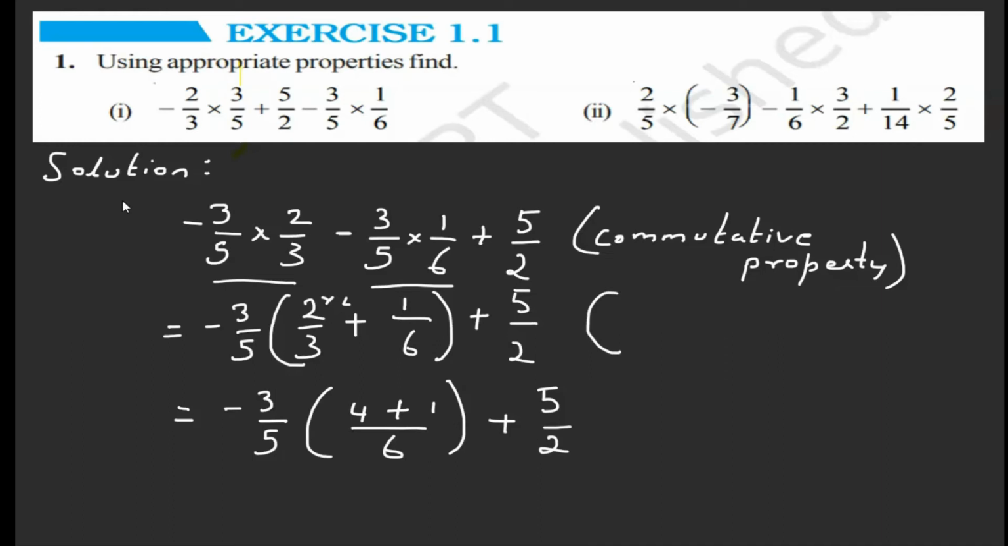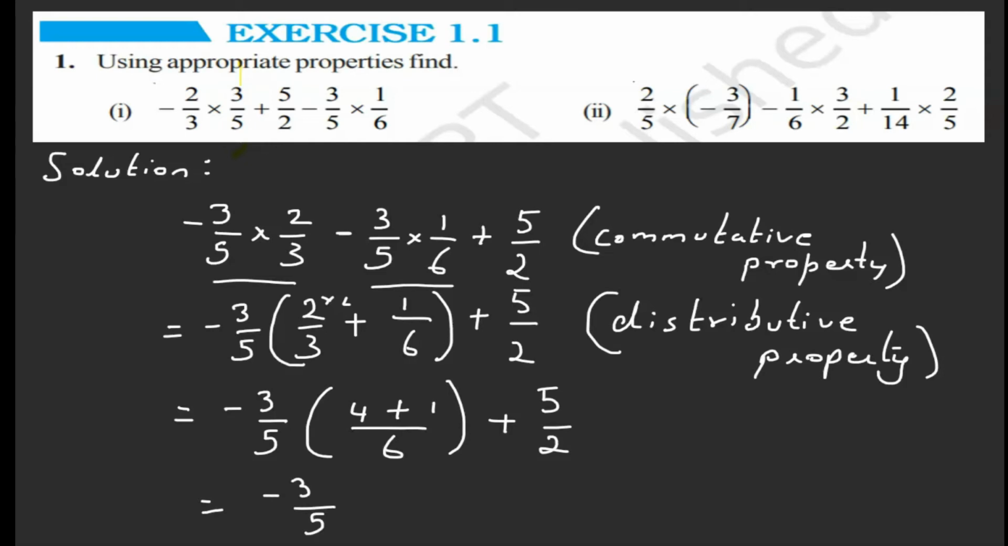It was distributive property. Taking out a common factor. Distributive property. You need to write in the brackets because it's given in the question using appropriate properties. Distributive property. So next, this is equal to minus 3 by 5 and it is 5 by 6. 4 plus 1, 5. 5 upon 6 plus 5 by 2.